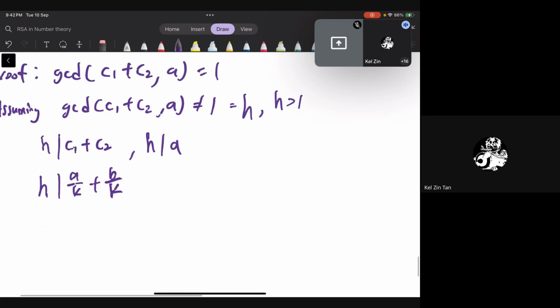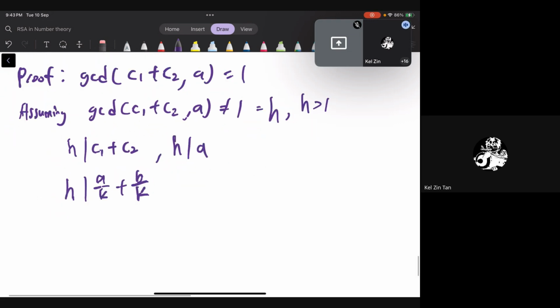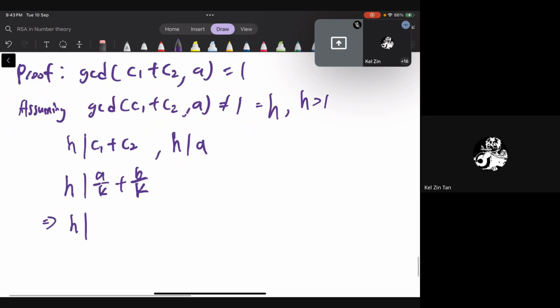And then these two things are basically integers. So rewrite it as H and then K, A plus B.